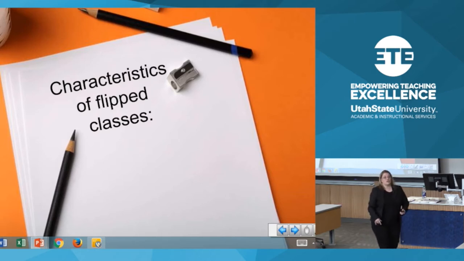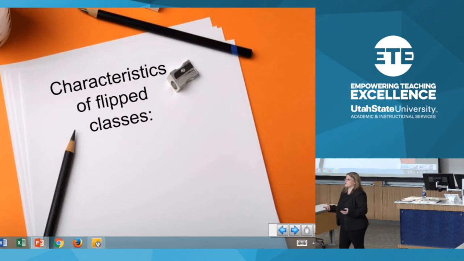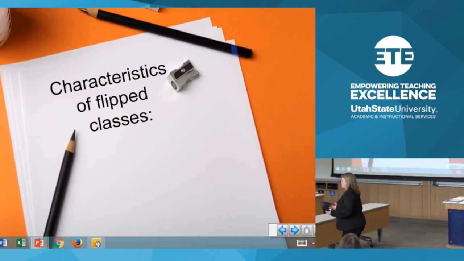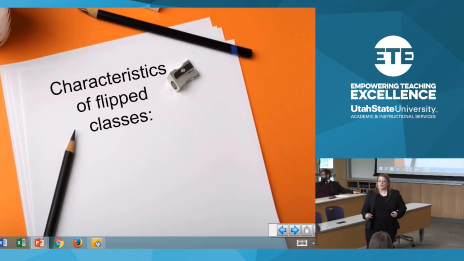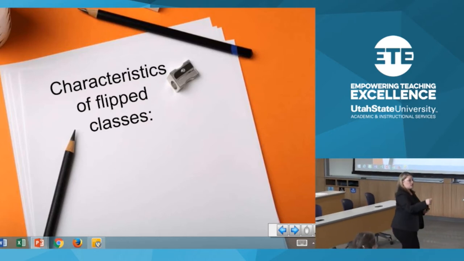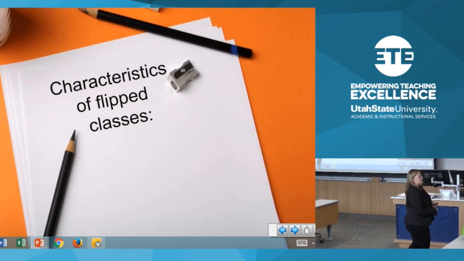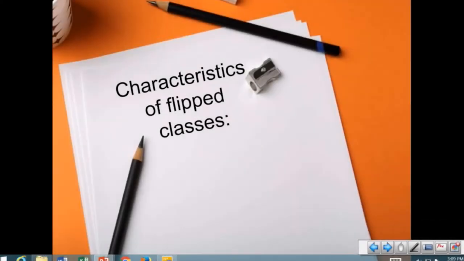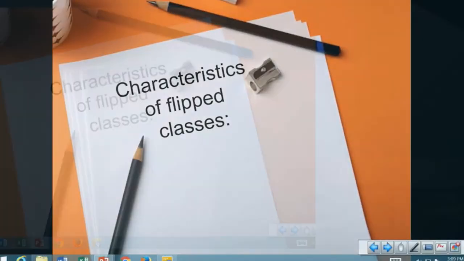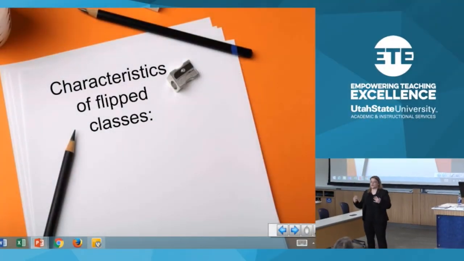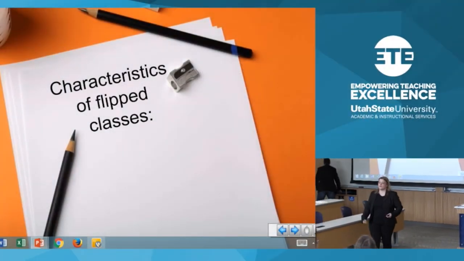So the first thing I'd like you to do is work with a partner, just turn, and brainstorm: what do you think are some characteristics of the flipped classroom? You can write it on your workbook page, on the very first page. Has everybody had a chance to brainstorm? Throw me some of your characteristics out. Everybody just yell some of them for me.